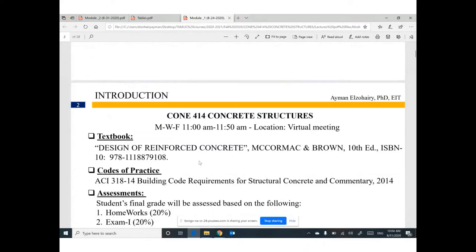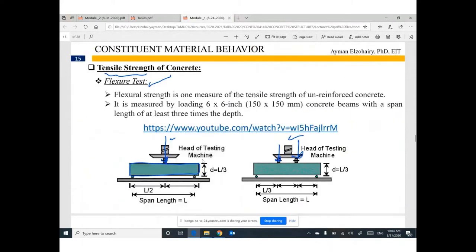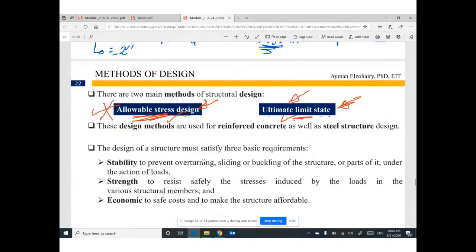Last week we talked about the two main methods in design, one called ultimate and what else, what called working or allowable. That's right.